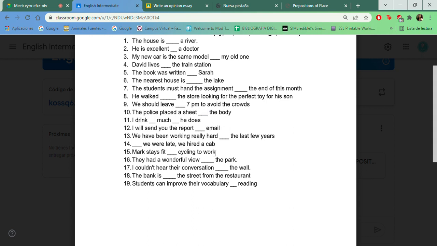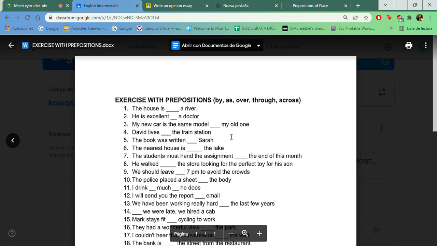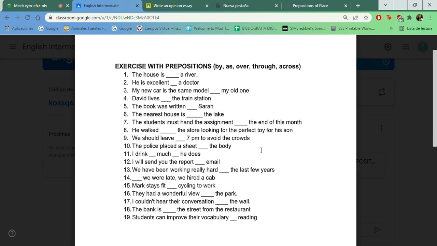So it's over the body. Very good. I drink, he does. Where would it be here? As much as he does. As much as he does.